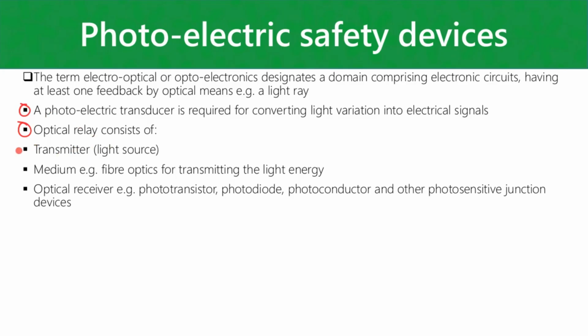Now, an optical relay will have a transmitter, which will be a source of light. Secondly, you will need a medium for that source of light to be transmitted from one point to another. Generally, this is done using fiber optics. It can also be done via prisms and mirrors, so there are quite a few methods that you can use to get light from one place to another. And then, of course, you're also going to need an optical receiver.